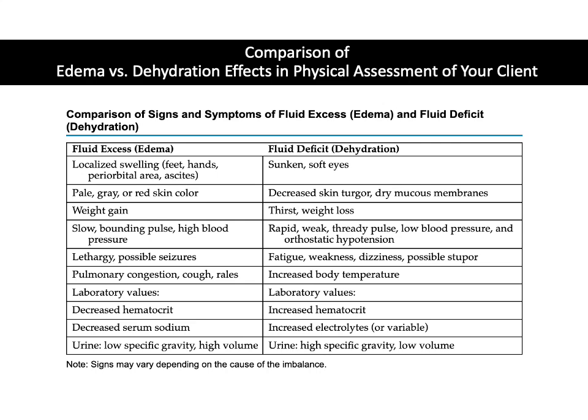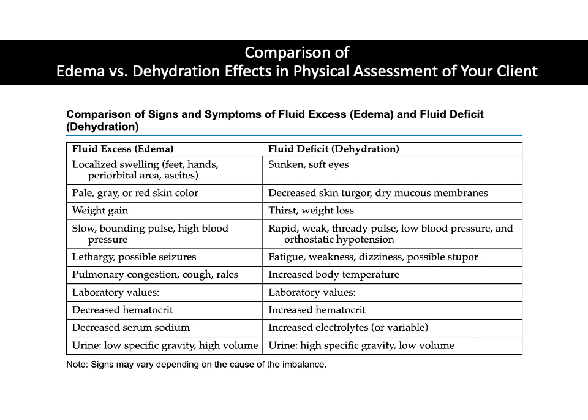When we talk about fluid deficit, you see sunken eyes, you'll see decreased skin turgor, dry mucous membranes, you'll get more thirsty, you'll see weight loss, you'll have a weak and thready pulse, low blood pressure. You'll also see these individuals get orthostatic hypotension very quickly because they already have a low blood pressure. So when they change positions, that low blood pressure just gets lower. So you'll see orthostatic hypotension. They'll be fatigued as well. You may see dizziness, stupor.